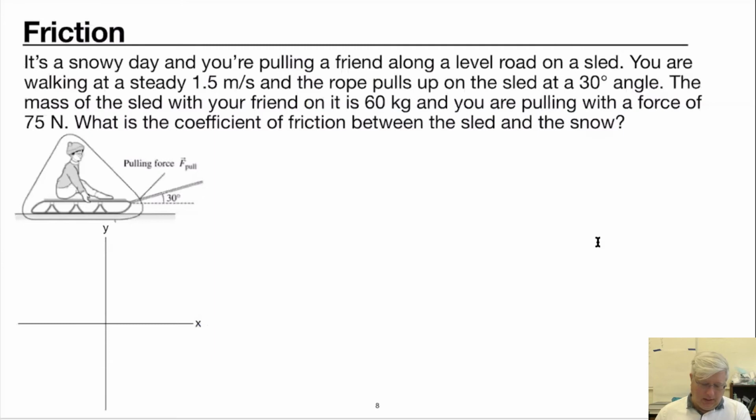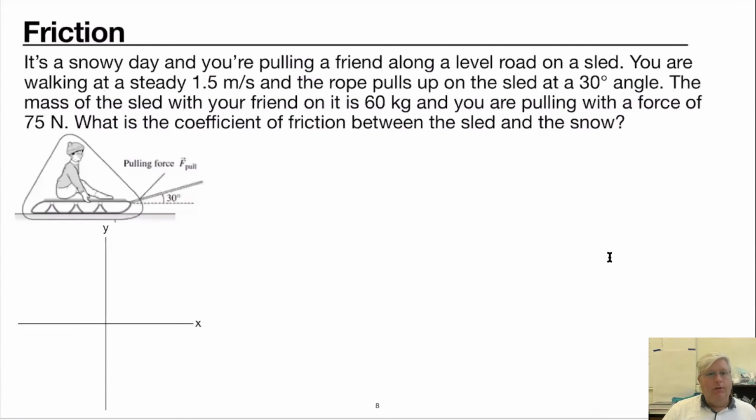So it's a snowy day and you're pulling a friend along a level road on a sled. You're walking at a steady 1.5 meters per second and the rope pulls up on the sled at a 30-degree angle. The mass of the sled with your friend on it is 60 kilograms and you're pulling with a force of 75 newtons. So what is the coefficient of friction between the sled and the snow? Okay, so a lot of stuff there. So let's break it down a bit.